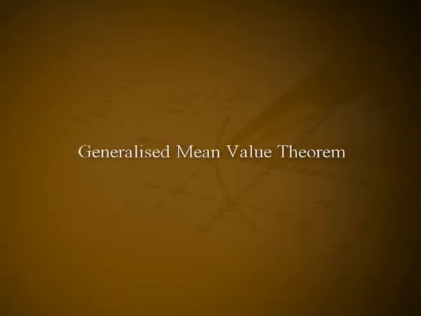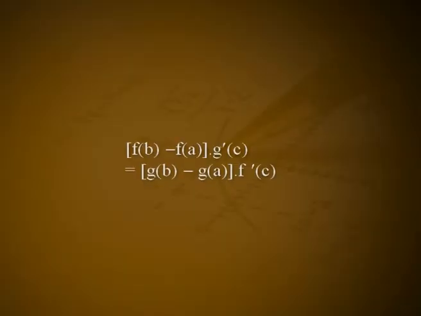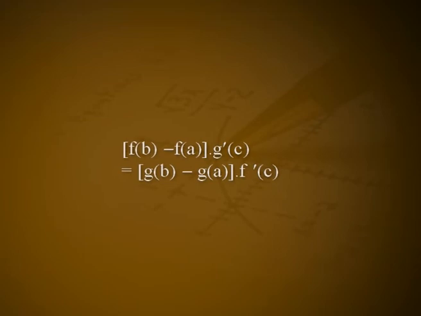Generalized mean value theorem: if f and g are continuous real functions on the closed interval [a,b] which are differentiable on the open interval (a,b), then there exists c in the open interval (a,b) such that (f(b) - f(a)) g'(c) = (g(b) - g(a)) f'(c).